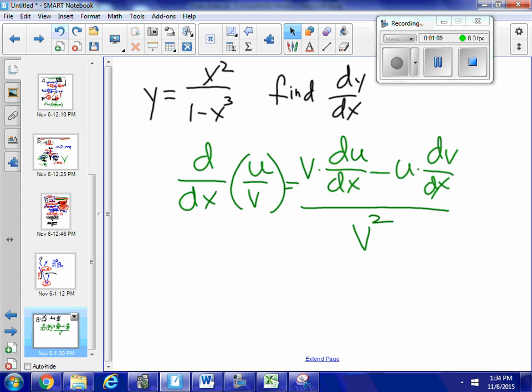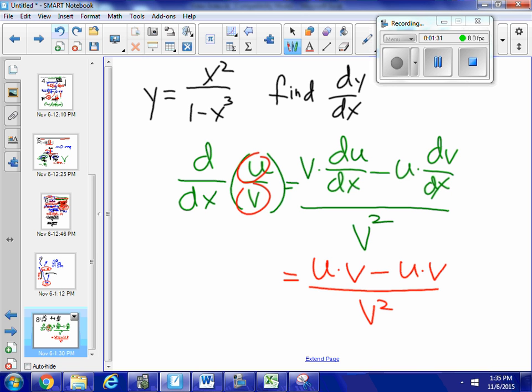Well, I like to write this a little bit differently. I know that u is my numerator and v is my denominator. So I know I'm going to have some form of u times v minus some form of u times v, and I do know that it's going to be divided by v squared. And what I like to do is say, well, I want the derivative of this, and then I'm going to move the derivative one notch over, and I want the derivative of that.